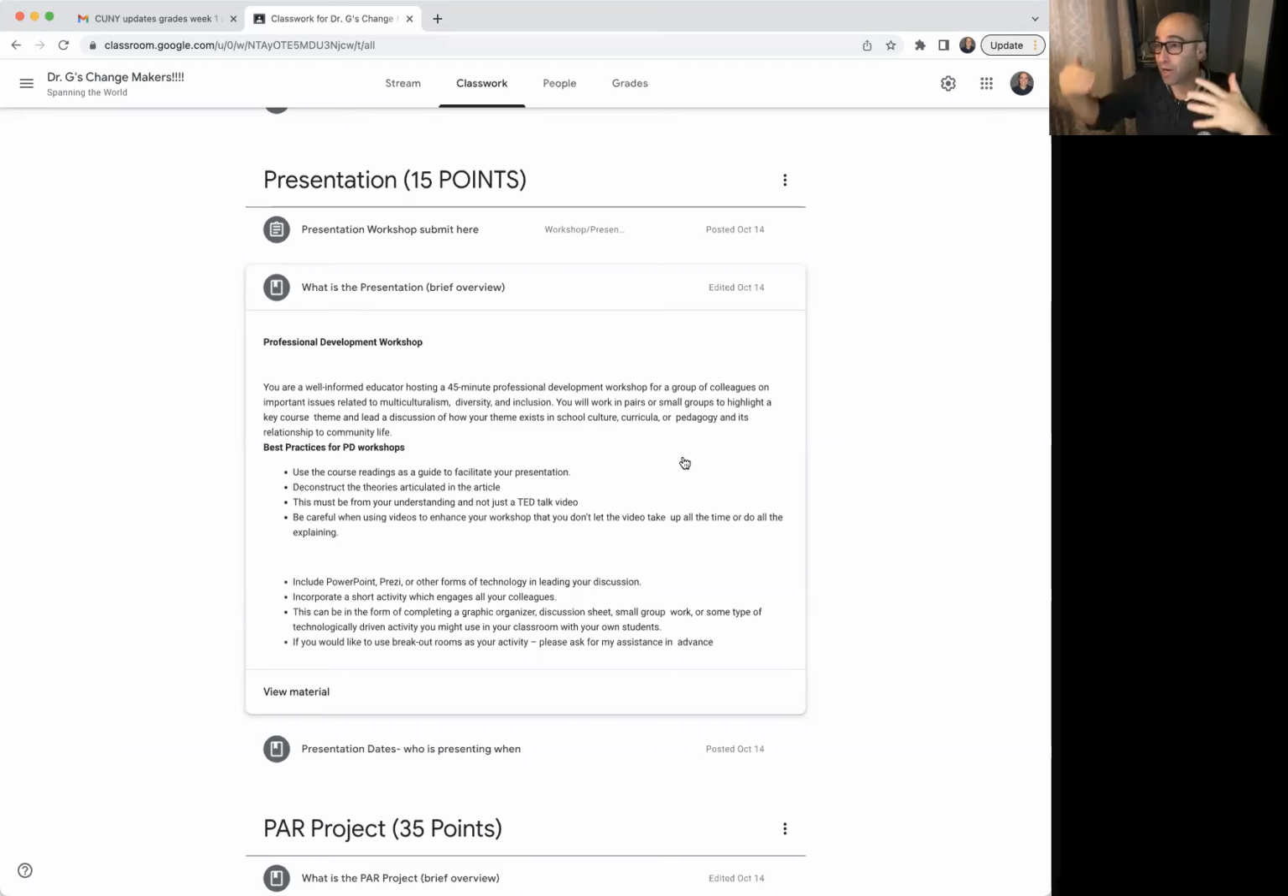Then what I want to do is say, okay, what's one actionable skill that I can share with these other teachers so that when they go back to their school, they are empowered to discuss diversity and multiculturalism in curriculum. That's really what we're doing. Okay. So how do you do this?